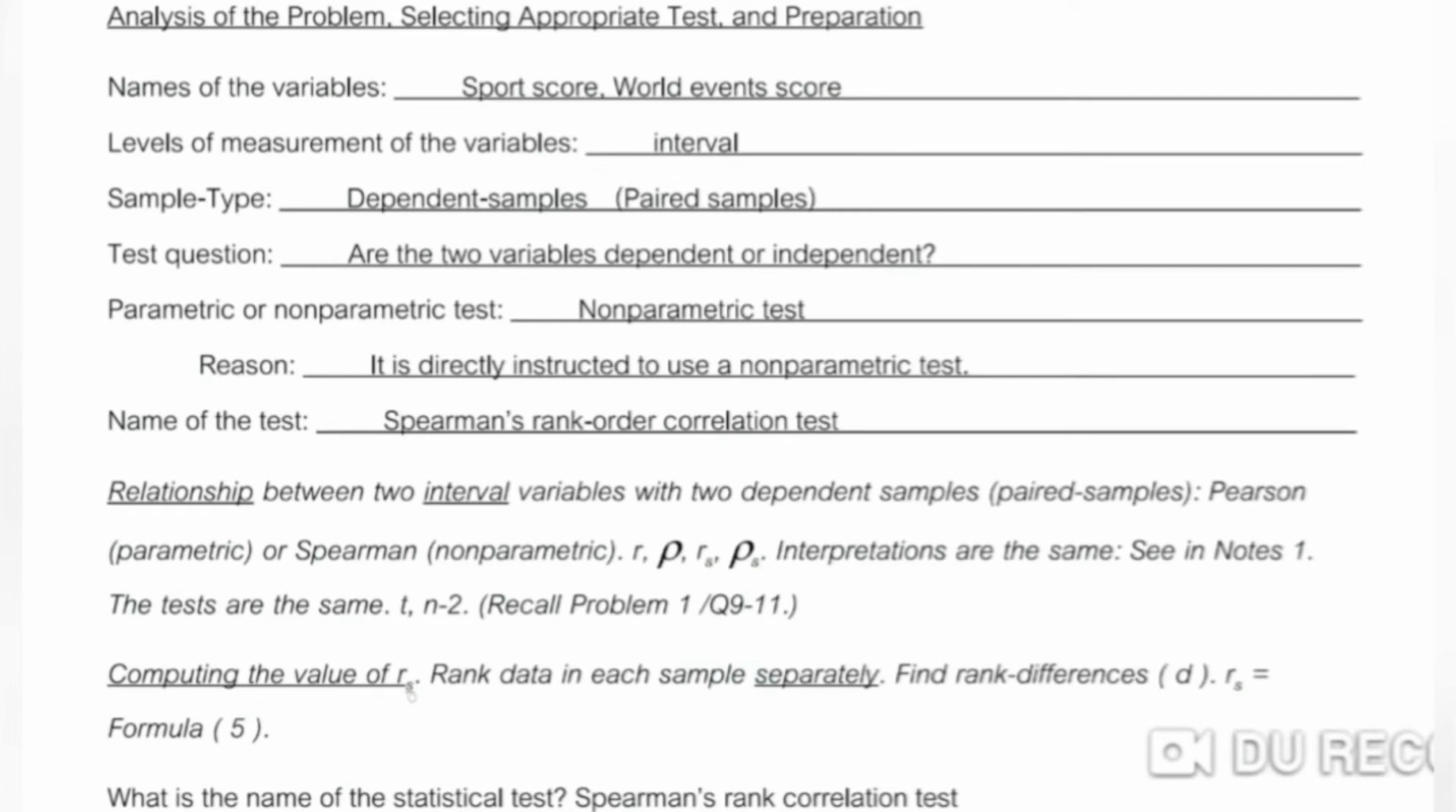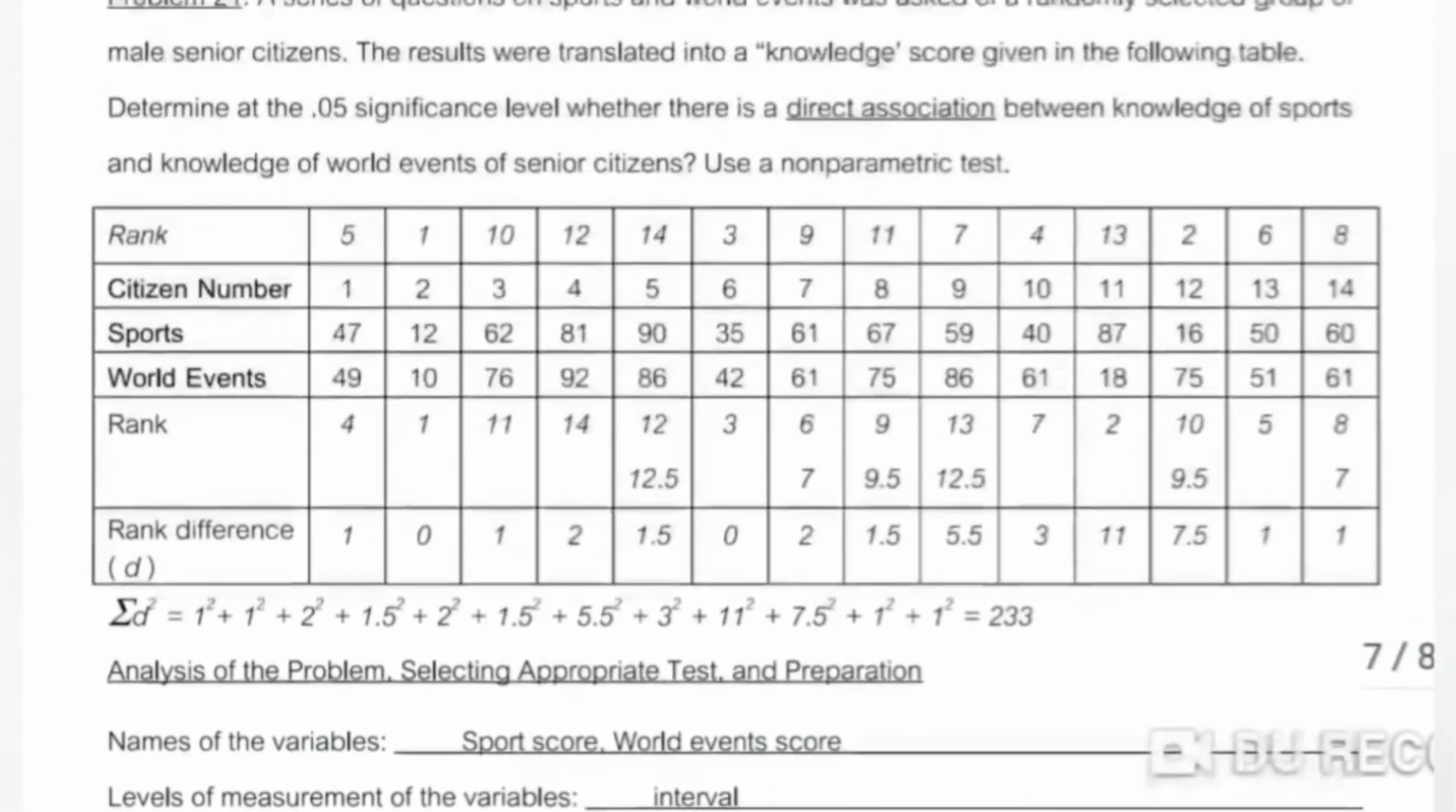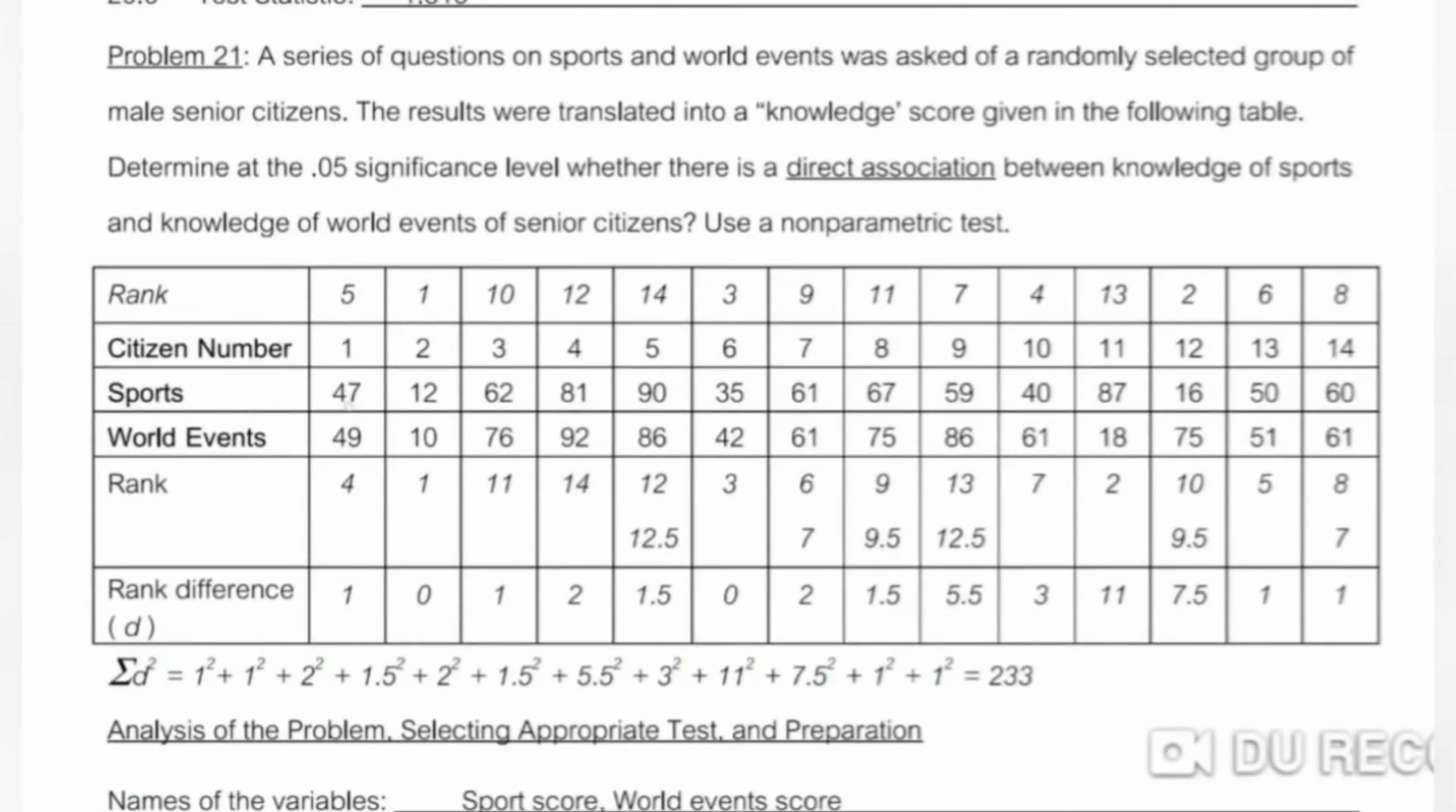Okay, computing the value of rS, we have to compute first. We must rank separately. After that, rank difference d for difference. After that, you use the rS formula 5. Okay, let's rank sports score. Sports scores, 14 scores, from left to right, 47, 12, 62, 81, 90, 35, 61, and so on. What is the smallest? In the sports row, 12 is number 1, rank 1, here, rank 1. The next one is 16, rank 2.